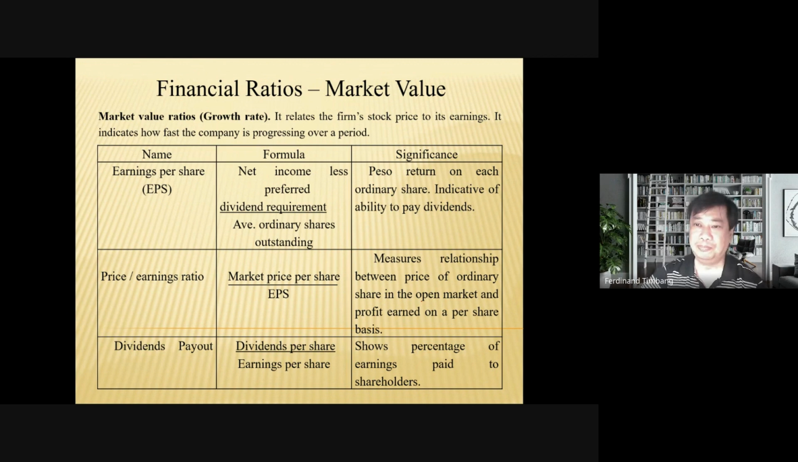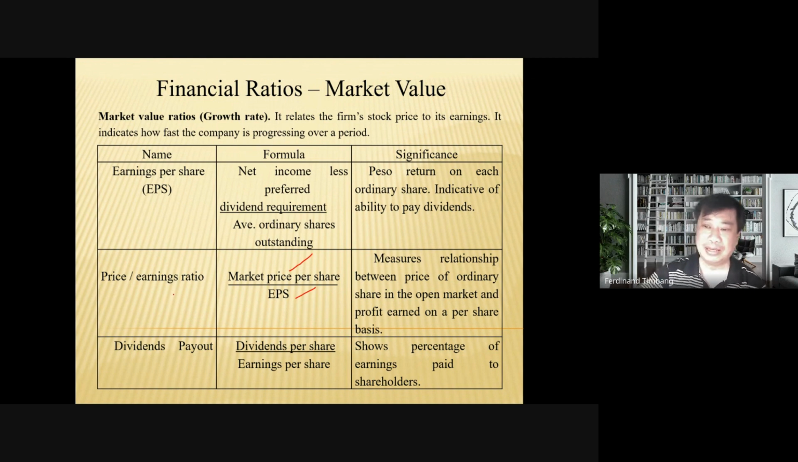Then you have the price earnings ratio, which is computed as market price per share over EPS. Dito kasi sa PE ratio na to, the higher the PE ratio, the better. Ibig sabihin, that is the willingness of the investors to pay for the earnings per share of the company.